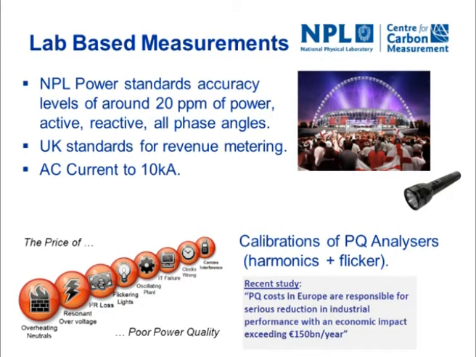You might ask, what do you need that for? Well, if you're going to start trying to define the revenue metering standard for power in the UK, you've got to start somewhere, and at every stage in the process until you get to that meter under the stairs, you lose some of that accuracy. So we're starting at around about 20 ppm, that very high level, measuring active and reactive power at all phase angles.